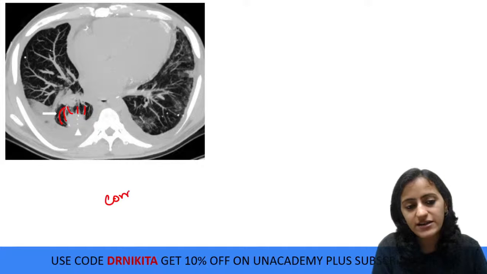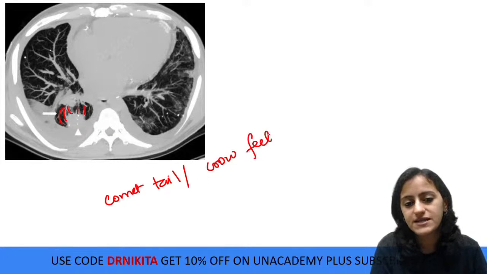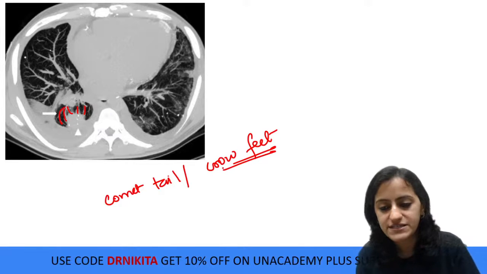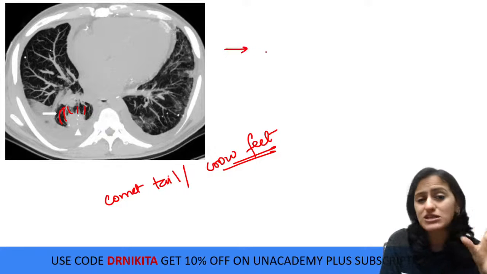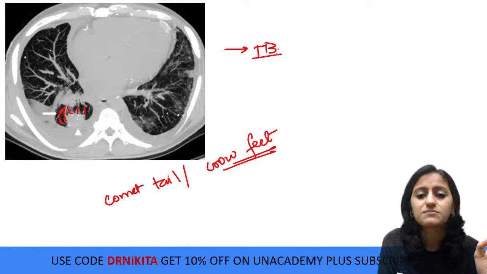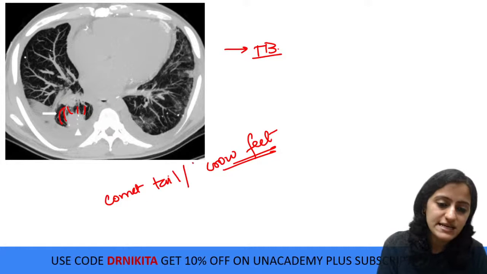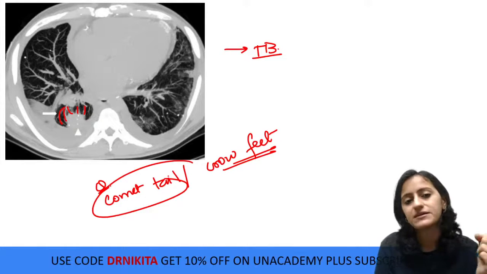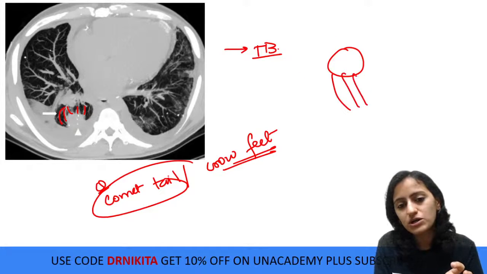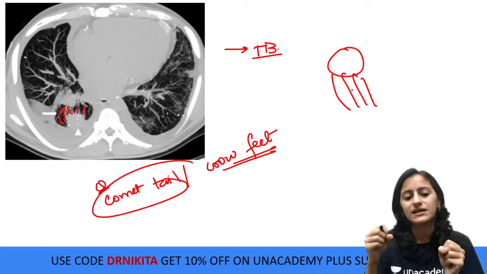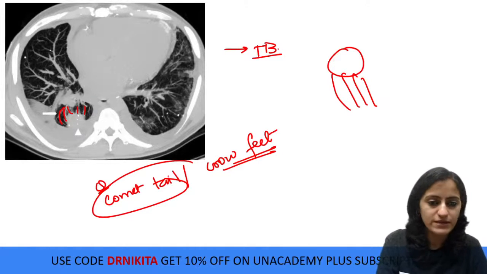So this is called as your comet tail sign, or also called as crow feet sign. So remember that it is seen in your round atelectasis, not specific for asbestosis. It might be seen in tuberculosis also and other conditions. But comet tail sign is asked in your exam and it is important. So remember, what forms the comet tail is basically the pulled vessels towards the round atelectasis. That forms the comet tail sign.